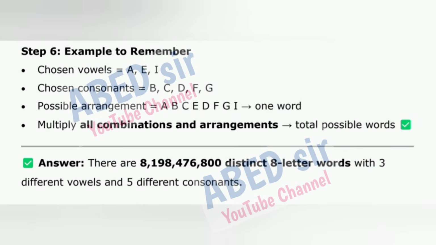Step 6. Example to remember. Chosen vowels is equal to A, E, I. Chosen consonants is equal to B, C, D, F, G. A possible arrangement is A, B, C, E, D, F, G, I. That is one word. Multiply all combinations and arrangements for the total possible words. Answer. There are 8,198,476,800 distinct 8-letter words with 3 different vowels and 5 different consonants.